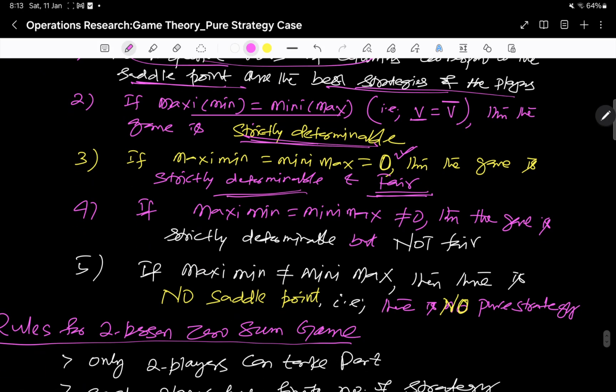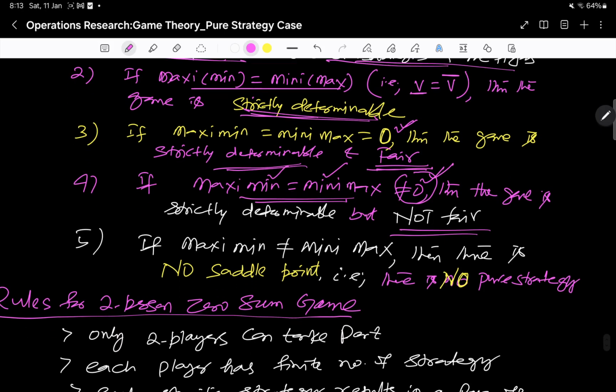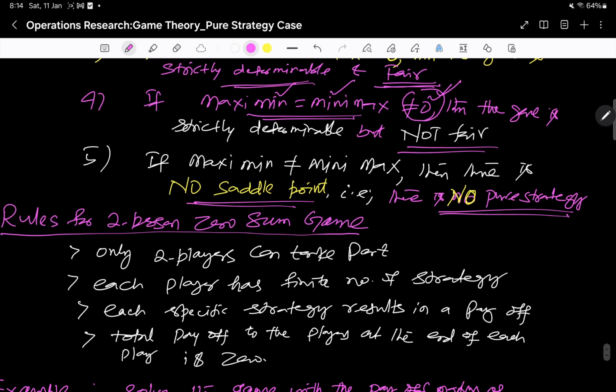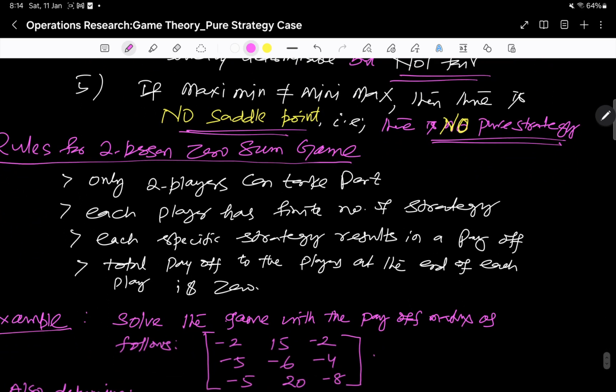Now if the maximin value is not equal to the minimax value, then there is no saddle point. Yes, if the maximin value is equal to the minimax value but not equal to 0, since they are equal it is determinable, but since it is not 0, it is not fair. Once the maximin value is not equal to the minimax value, there is no saddle point. That means there is no pure strategy. We have to think of the mixed strategy case under a probability distribution.